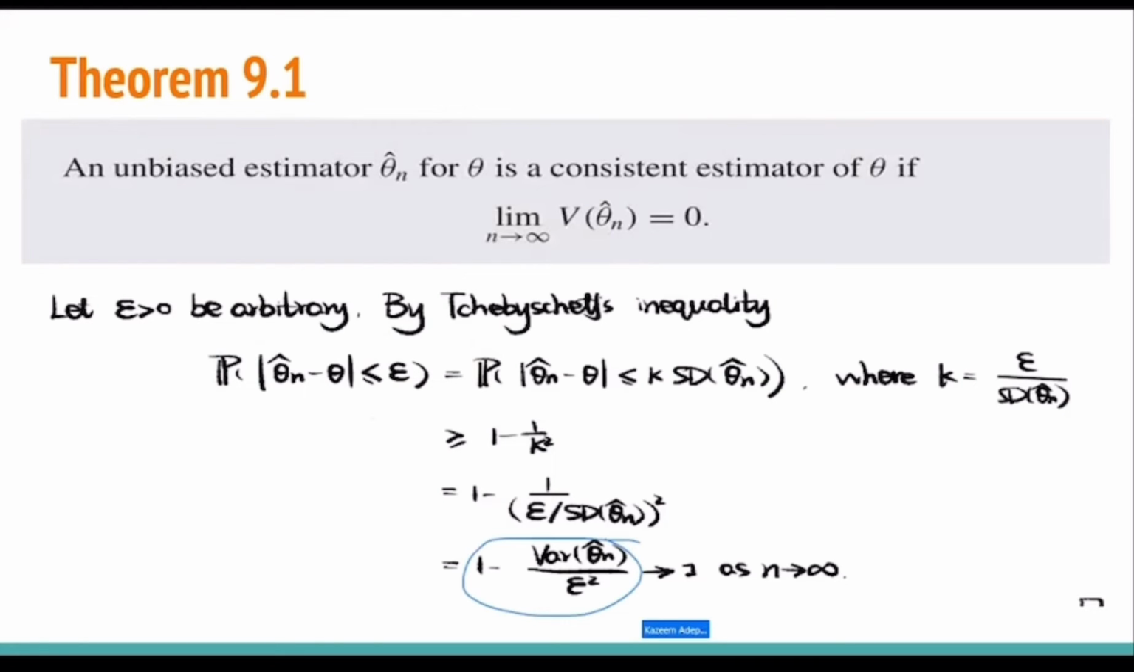If you go by the definition of consistency, as n tends to infinity, the probability that the estimator will converge to the population parameter value within a certain threshold converges to 1. So that's exactly what we mean.